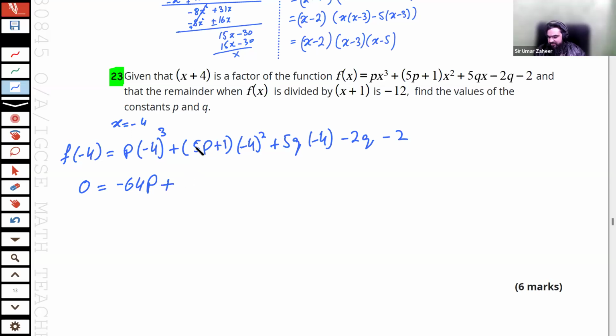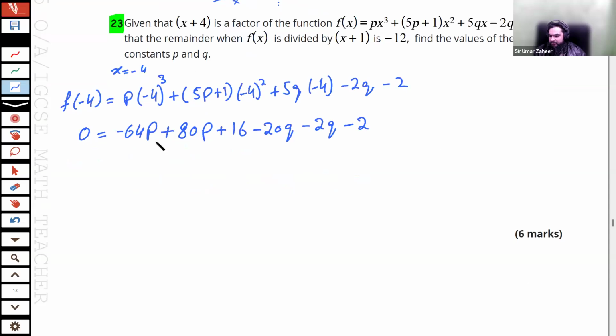Plus 16 multiplied by 5, it will be 80p, plus 16 minus 20q minus 2q minus 2. Yes, 80 minus 64, that will be 16p, minus 20 minus 2, minus 22q. 16 minus 2 will be 14.